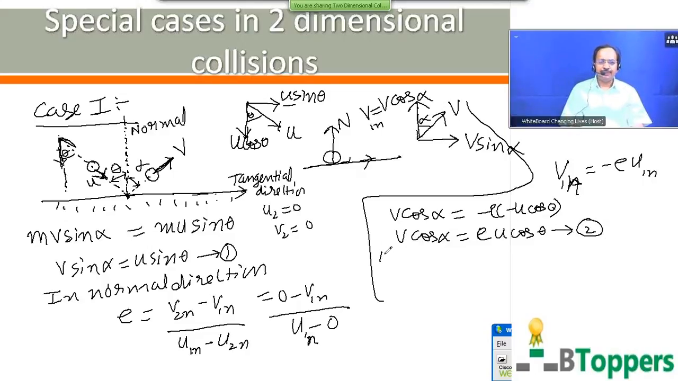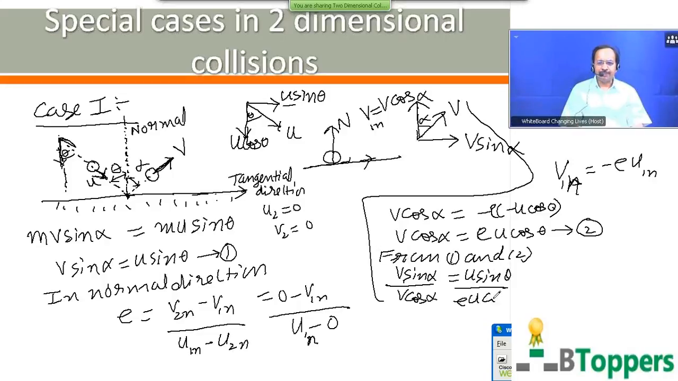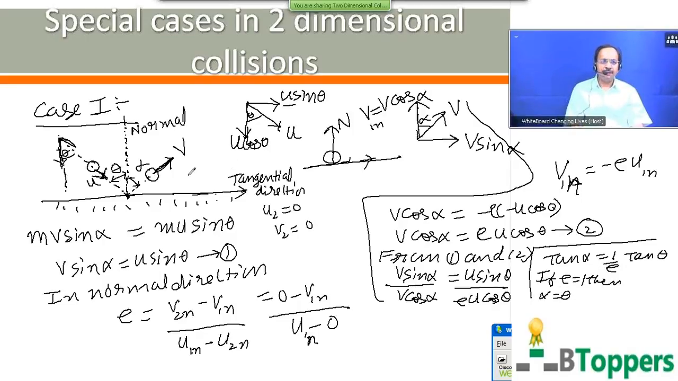Now divide equation 1 by equation 2. So v sin alpha by v cos alpha equals u sin theta by e u cos theta. So you get tan alpha equal to 1 by e times tan theta. If the collision is perfectly elastic, then e equal to 1. If e equal to 1, then you get tan alpha equal to tan theta, or alpha equal to theta. That means the angle of reflection will be equal to the angle of incidence if the collision is perfectly elastic.